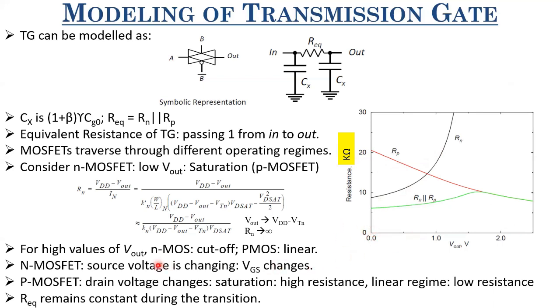So for a PMOS, what happens? When you change the V out, only your operating regime changes from saturation to linear, and as such, your drain current decreases, because in saturation you have a higher resistance, in linear you have a lower resistance. And since R equivalent is a parallel combination of both of them, it remains almost constant throughout the swing. And similarly, when you do this analysis when A equals 0 and we are passing this to the output, you'll find that even then R equivalent is almost constant. So this makes it easy for us to model a transmission gate based logic design.